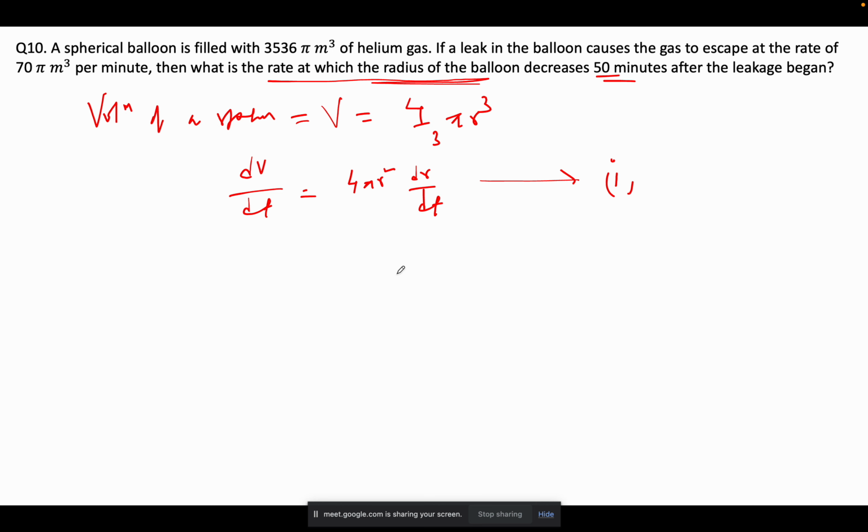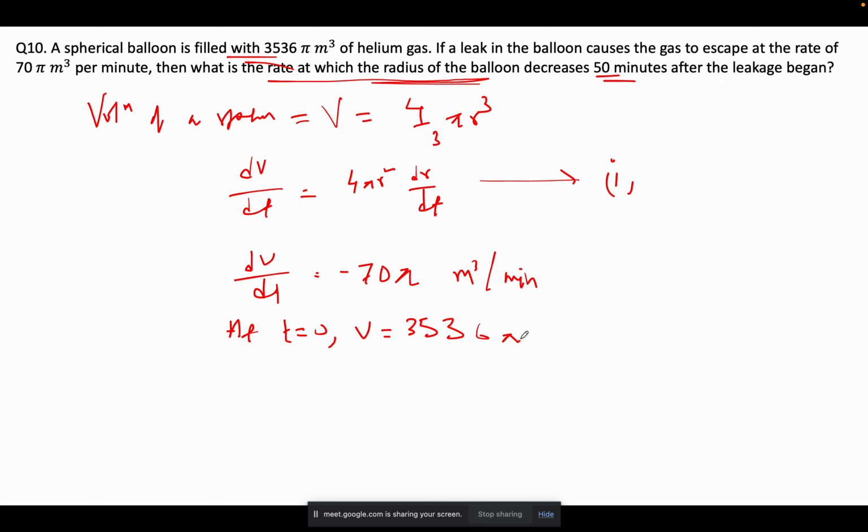So what is given to us, that dV by dt is minus 70 pi meter cubes per minute. Okay, so, and what we know, that at t equals to 0, V equals to what? The filled volume, 3536 pi, isn't it?